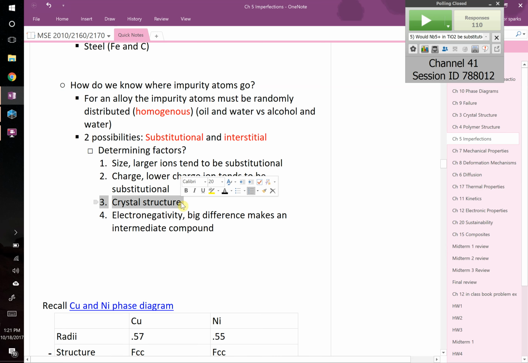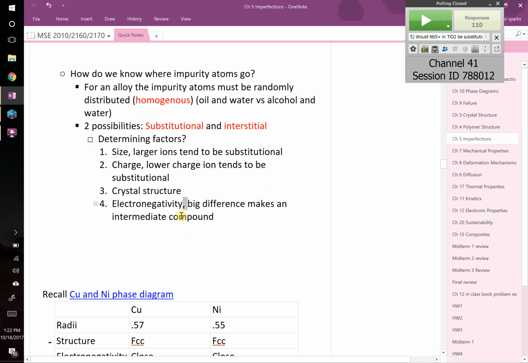They have to have the same crystal structure. If they don't have the same crystal structure, then they tend not to substitute. It's going to tend to form a new phase. And if there's a big difference in electronegativity, it's also going to tend to form a new phase. It'll just form a new compound.